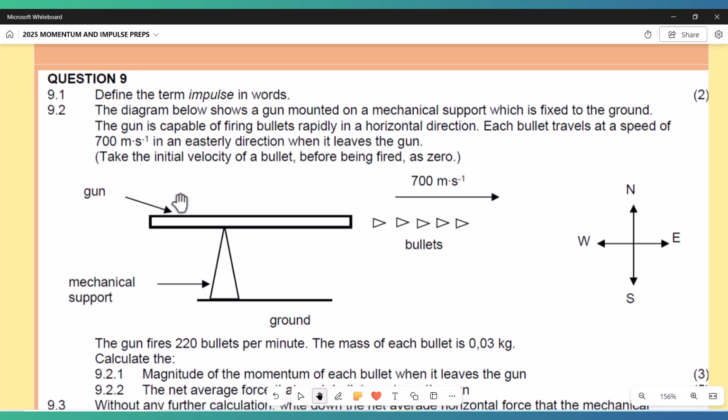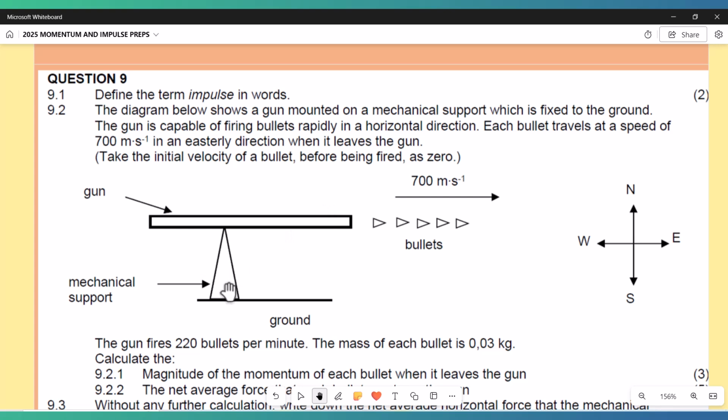Take east as positive. Take the initial velocity of the bullet as 0. Okay, so we see bullets are going to the east. It's the gun here, then the mechanical support as well, and the ground here.